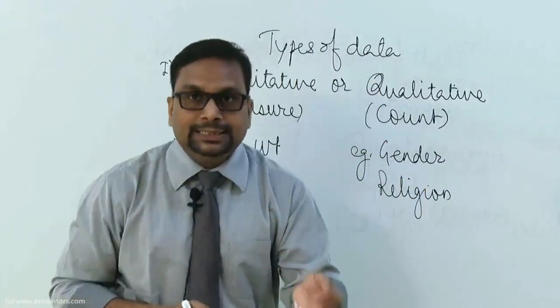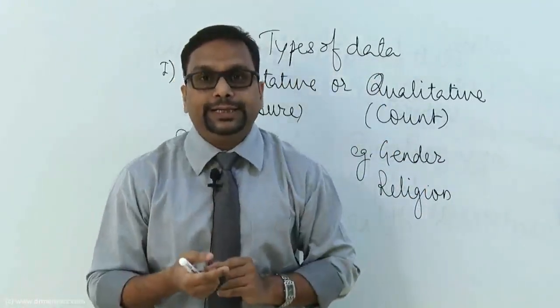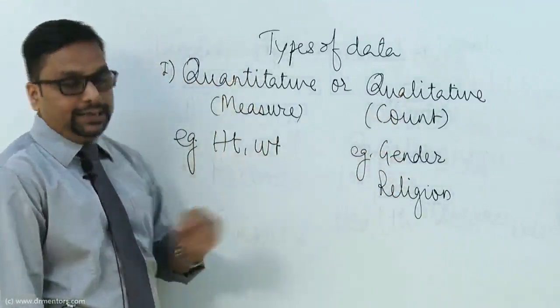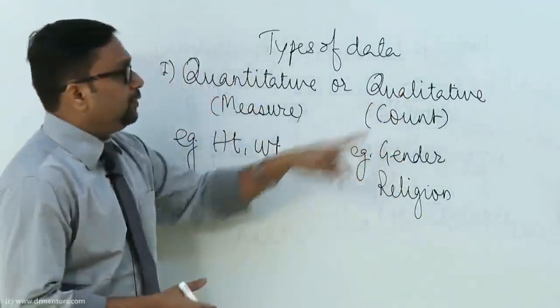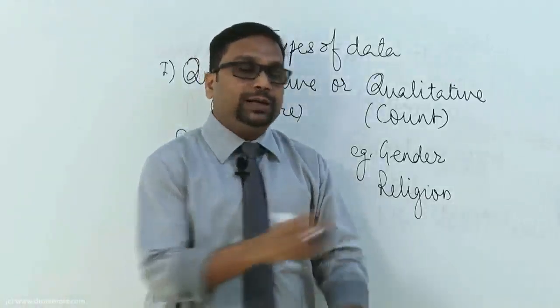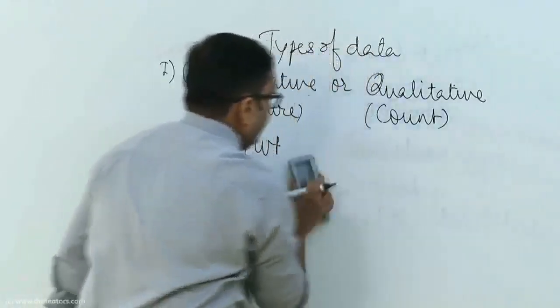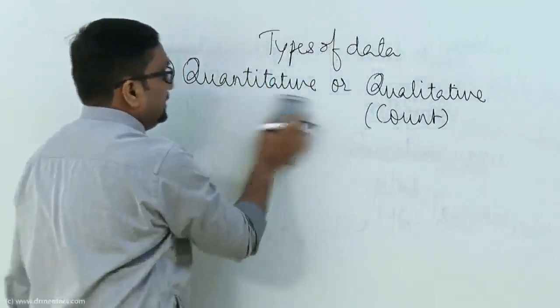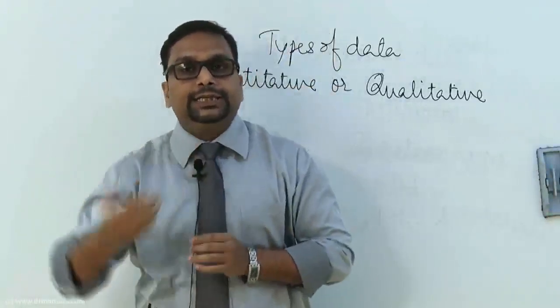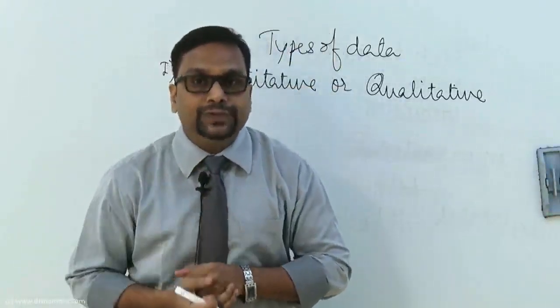So to summarize, the data which you measure is quantitative, data which you count is qualitative. As examples of quantitative data, I said height and weight, and as examples of qualitative data, I said gender and religion. So these words, qualitative and quantitative, are very important for you to understand. Now throughout my lecture, I will need these words quantitative and qualitative. If I keep saying these words continuously, even you will get confused.